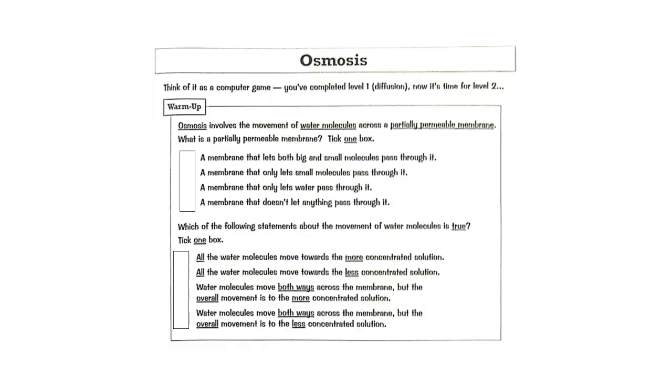Next is all about osmosis. Osmosis involves the movement of water molecules across a partially permeable membrane. Very important in the definition. What is meant by partially permeable membrane? It's a membrane that only lets small molecules pass through it.